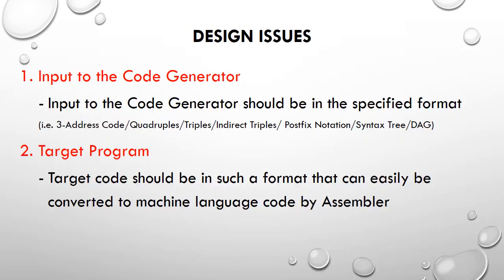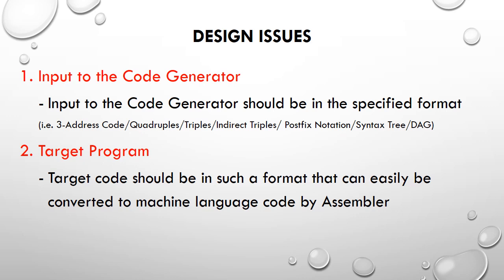Now there are certain design issues for the code generation phase. First, the design issue is the input to the code generator. In the earlier slide we have seen that the intermediate code generation phase provides the input to the code generation phase. The input should be in a specified format. The acceptable formats are 3 address codes, quadruples, triples, indirect triples, postfix notation, syntax tree, and the directed acyclic graph.